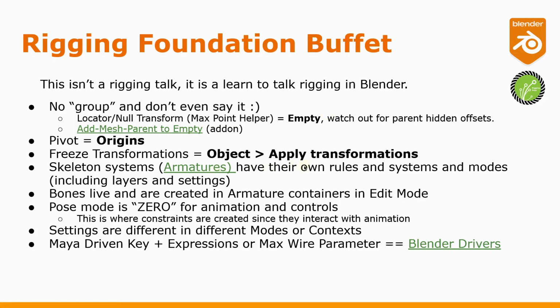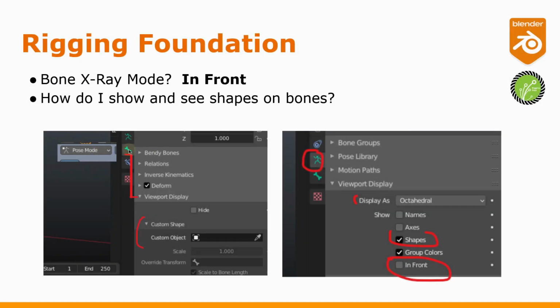Armatures have their own rules and systems, their own parenting, their own relationship, including layers that are separate from objects. The pose mode is 0 for animation controls. So wherever the bone is, when you 0 the bone, it goes back to that bind pose. In pose mode, there is the option to go in and change how the bones look. You can add custom curves to them. You don't have to do any crazy parent, shape, script trickery. You can pick an object and it becomes the shape of that bone.